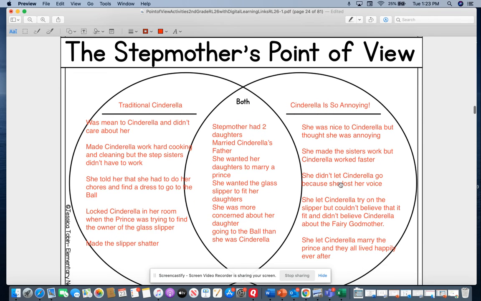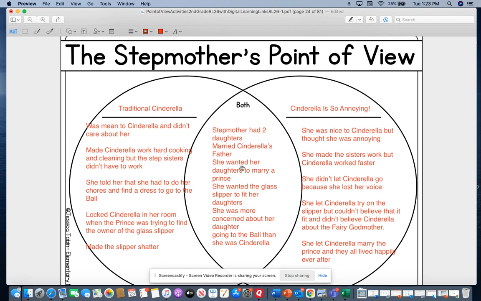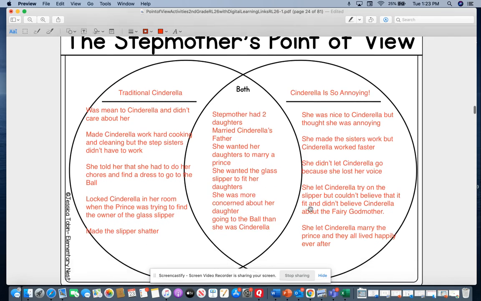And we will look more at how characters change based on their point of view tomorrow, and on Friday, we will take a test on point of view.